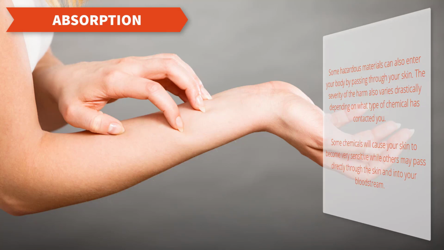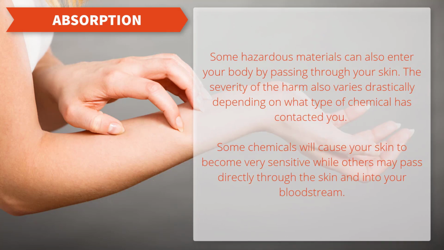Absorption. Some hazardous materials can also enter your body by passing through your skin. The severity of the harm also varies drastically depending on what type of chemical has contacted you. Some chemicals will cause your skin to become very sensitive, while others may pass directly through the skin and into your bloodstream.